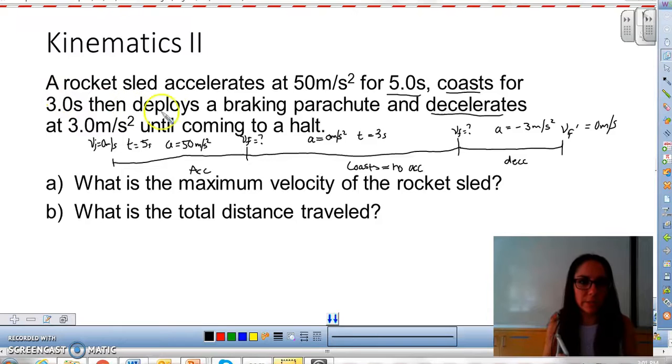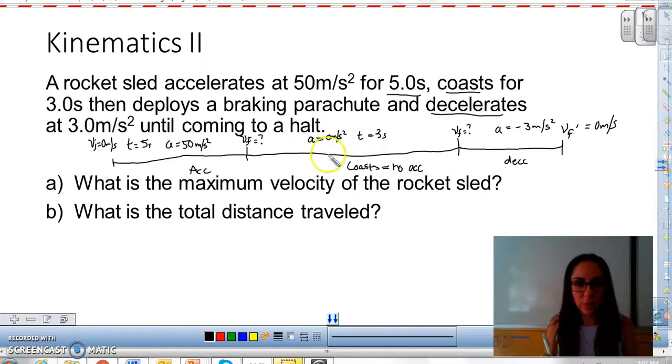Notice that we have a rocket sled and it accelerates at 50 meters per second squared for 5 seconds, coasts for 3 seconds, then deploys a braking parachute and decelerates at 3 meters per second squared until coming to a halt. As you can see already, I diagrammed what's happening. For part of the motion we are accelerating, and then the next part we're coasting, which means we're no longer pressing the gas, if you think of it that way.